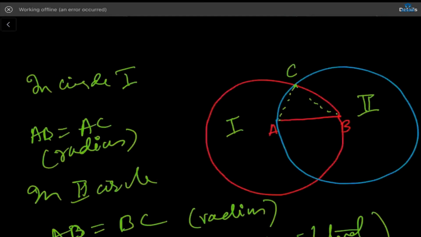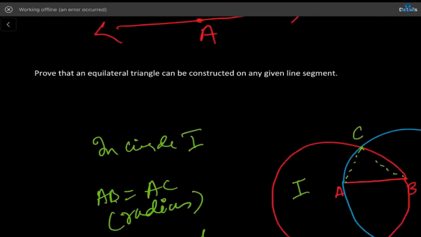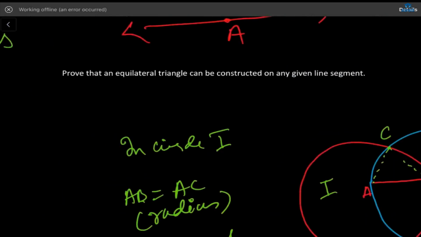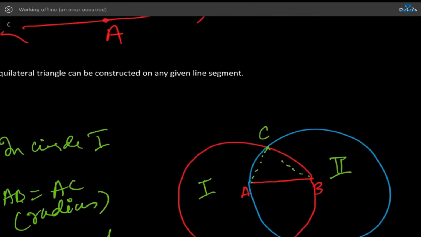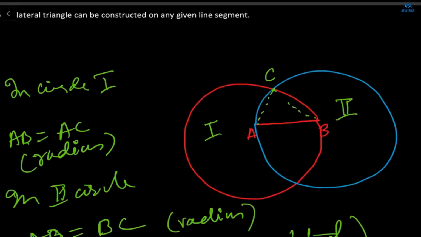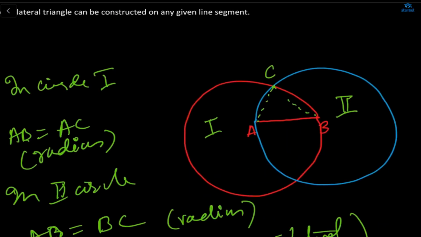See, you read the question. Prove that an equilateral triangle can be constructed on a given line segment. Only a line segment was given, AB. Now how can you draw an equilateral triangle on a given line segment? So what we are going to do, we are going to take AB as radius, A as center, and draw a circle. Again we take AB as radius, but this time B as center, and draw another circle. Now the point of intersection you can see here, so we join that point to A and B, and mark it as C.